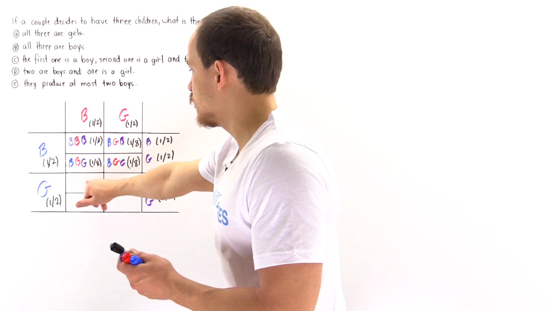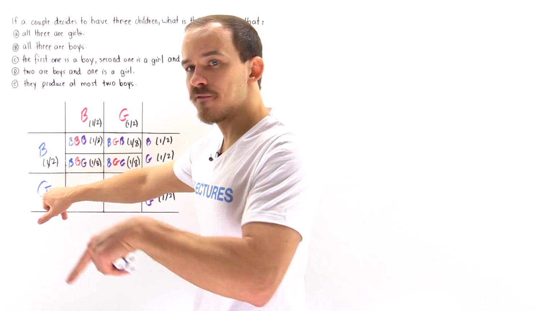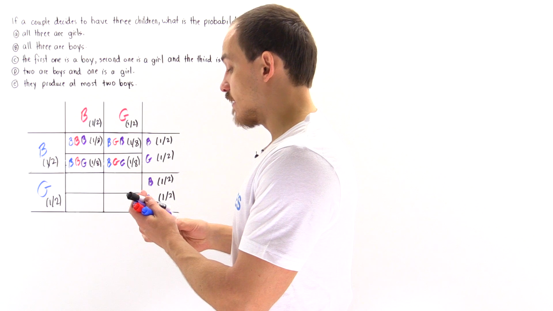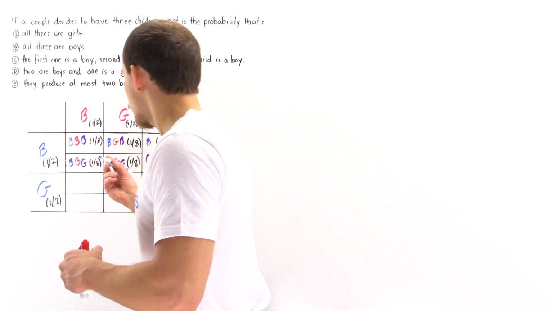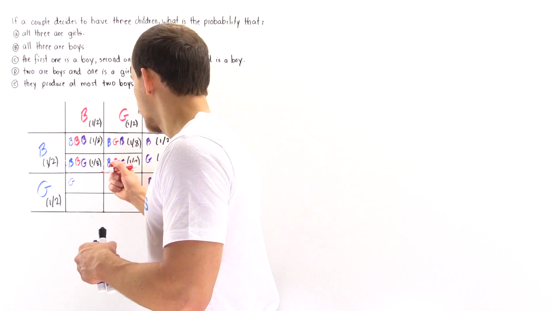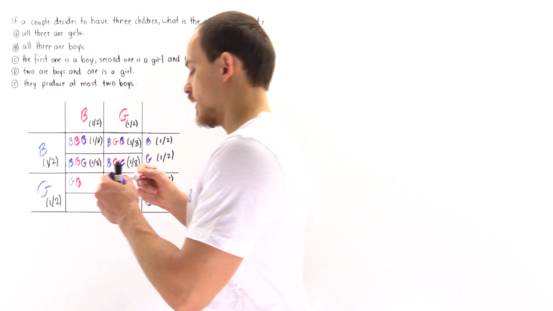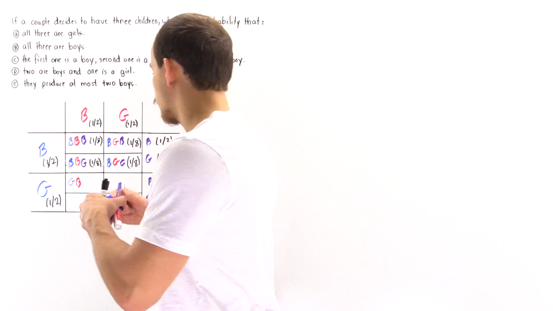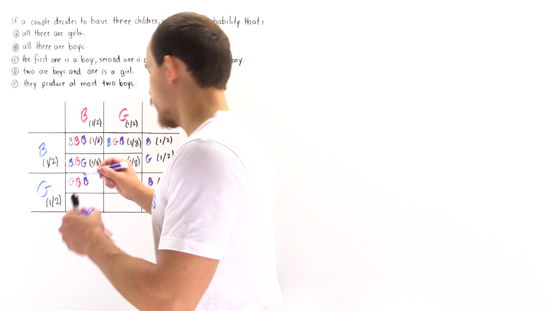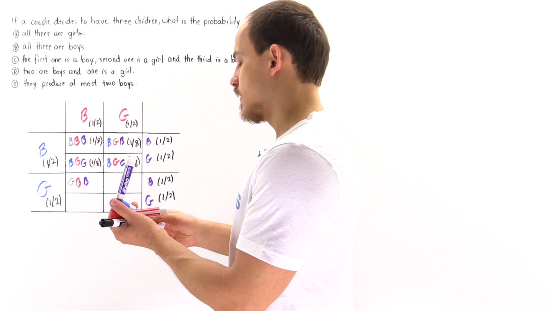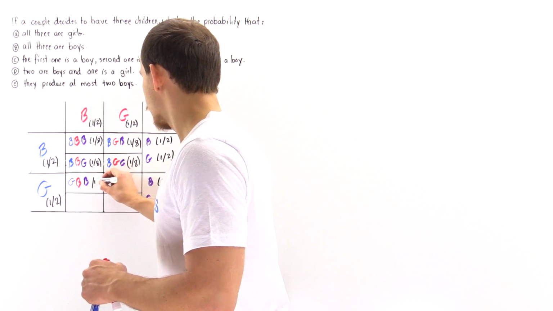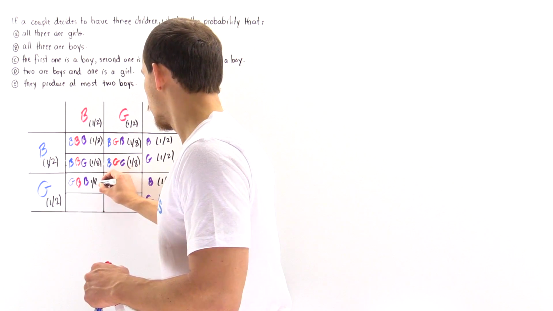So let's continue with this one. So now we have the first time around a girl, we have a boy, and then we have a boy. So we have girl, boy, boy. And if we take the product, we get 1/2 multiplied by 1/2 multiplied by 1/2, and that gives us 1/8.